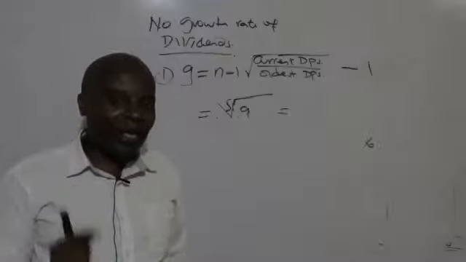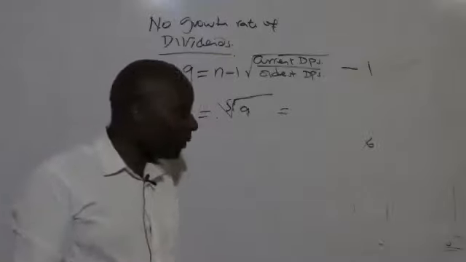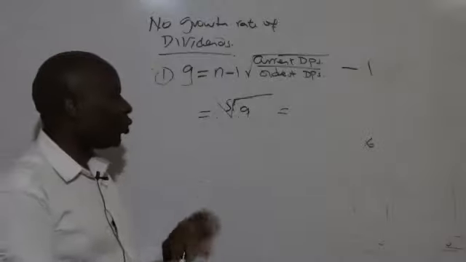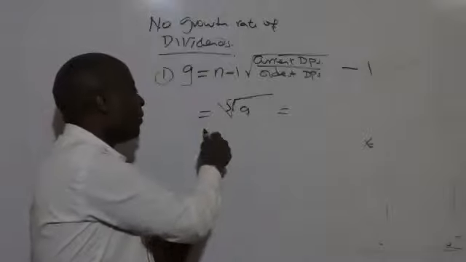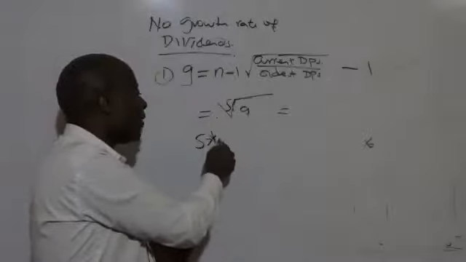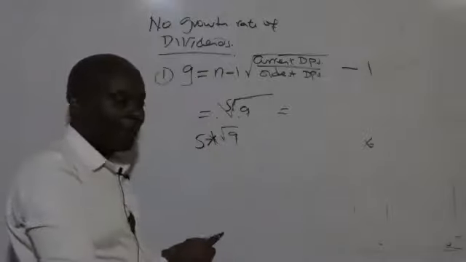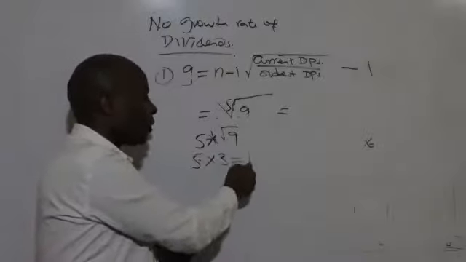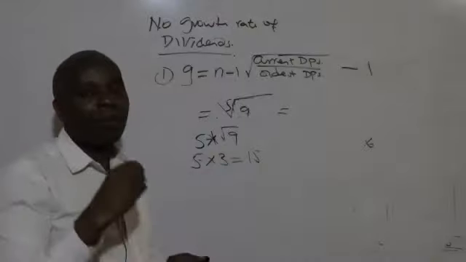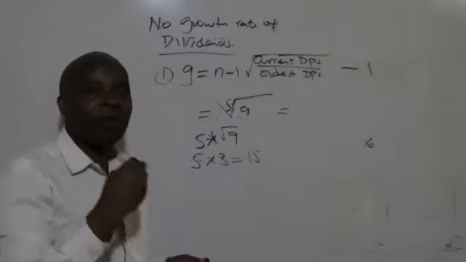Now, for the many years that I've marked exams, I've never understood this. You will find a student telling you, teacher, it is the same as saying 5 times the square root of 9, which is 5 times 3. That's how they get 15. Ladies and gentlemen, the 5th root is something that is very different.